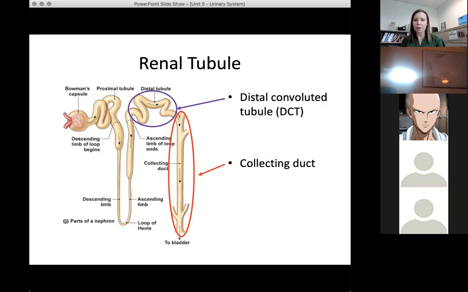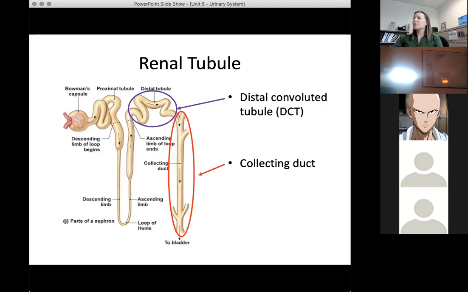And then it's going to drain out of that little opening, the renal papilla, and go into the calyces and into the renal pelvis. And then from there, it goes into the ureter and then into the bladder for storage until it's excreted. So now you have the whole process of how urine is formed and all the structures that it's traveling through before it gets to the outside of the body.